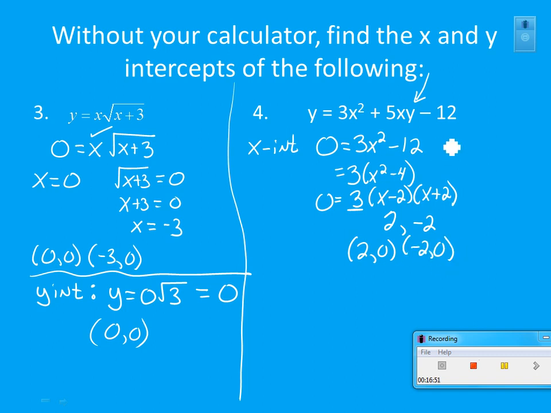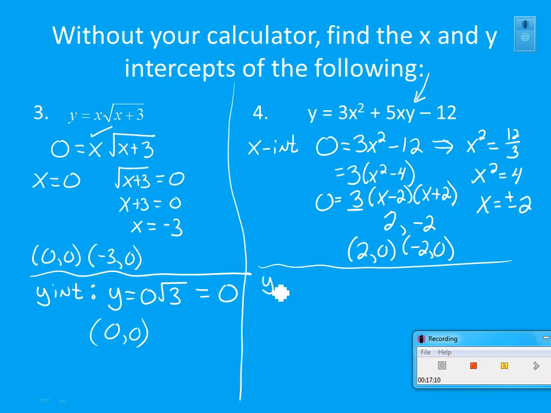If you wanted to solve this a little different, you could have added 12 and then divided by 3. So you would have x squared equal 4. And then you could take the square root of both sides. Remember to do the positive negative on that side. So you could have done that also.